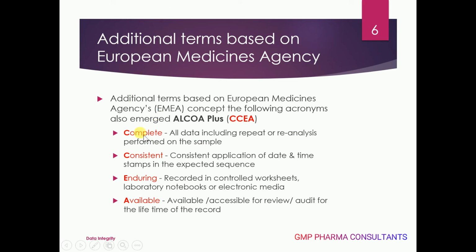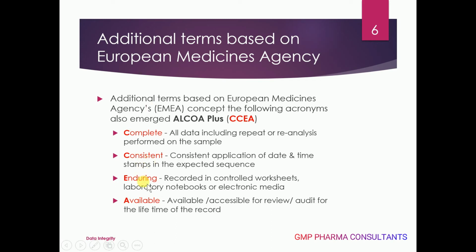Next is consistent. Consistent application of date and time stamps in the expected sequence. So what do you mean by consistent? There should not be much variation. Though it is very well within the acceptance limit, there should be some similar trend of data for the experiment. For the same experiment, if we do it 10 times, the 10 values must be similar with each other and there should not be like two extremes. So that is nothing but consistent.